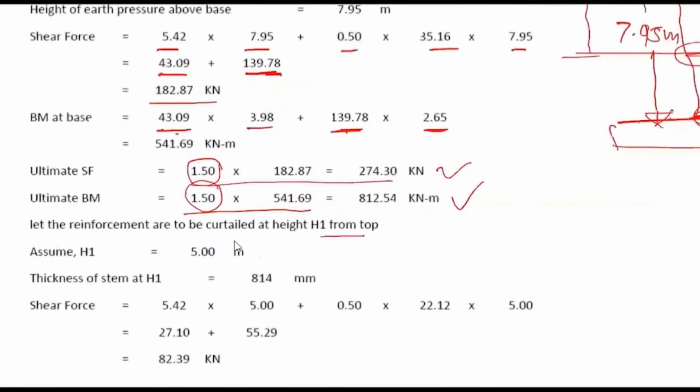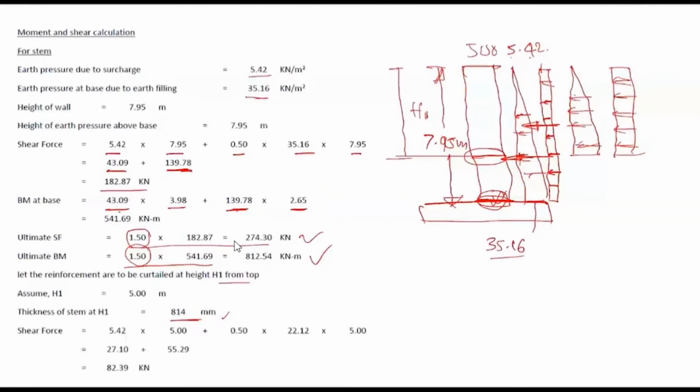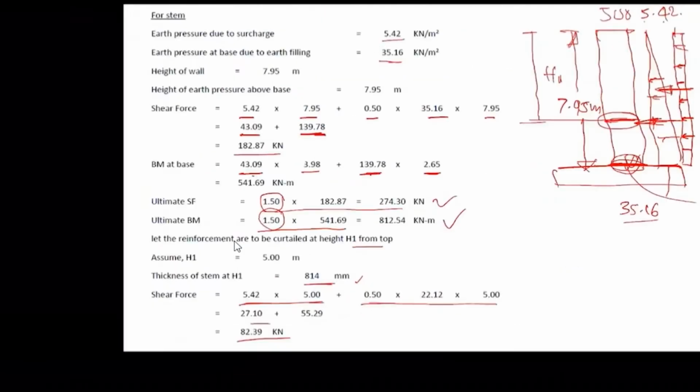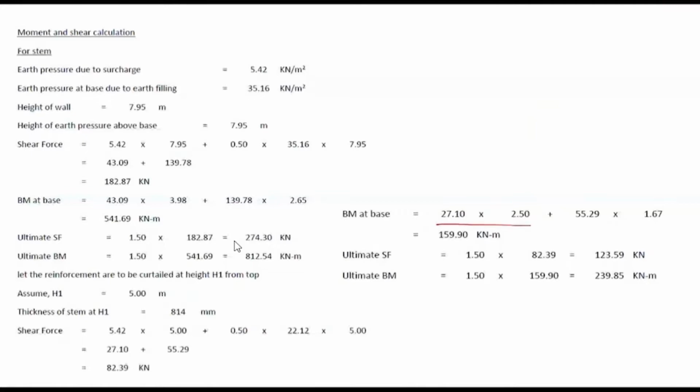So the thickness at the stem is the one that we have calculated, because the thickness is 500 here and 1000 here. So we can calculate the thickness in between these two locations. So shear force, in similar fashion, we can calculate shear force. Okay, this is the rectangular part, this is the triangular part. The shear force is this. Again, bending moment at that location. And the ultimate shear force and ultimate bending moment we will obtain after applying the load factor.